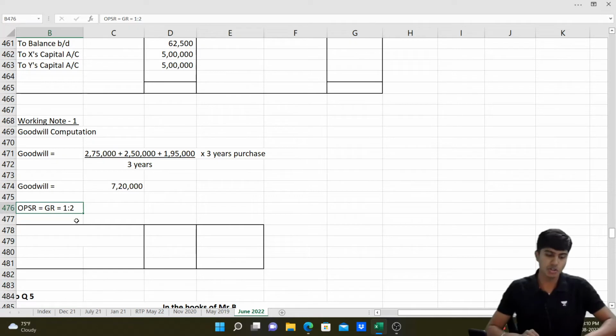Let's do that. So have a look. Old profit sharing ratio is equal to gain ratio is equal to 1:2, and X capital is going to decrease. X capital account, Y's capital is also going to decrease because they both are gaining in the future. They're giving it to whom? They're giving it to Z.